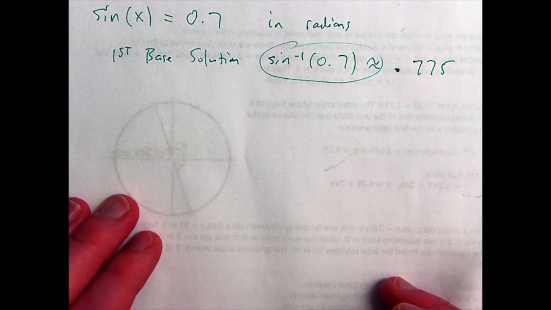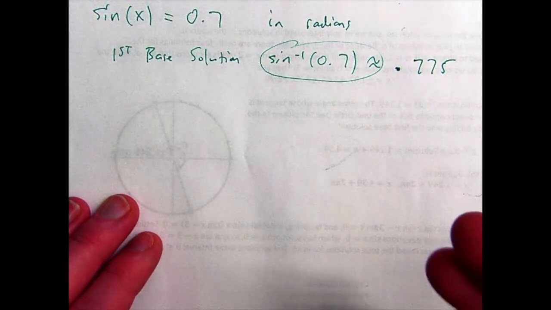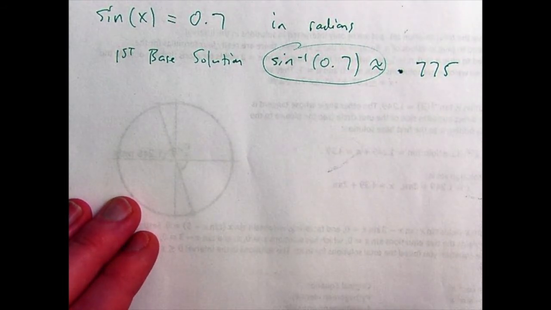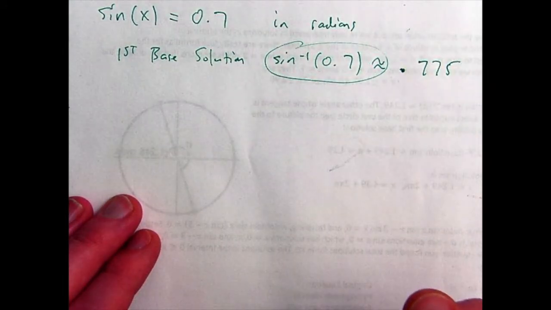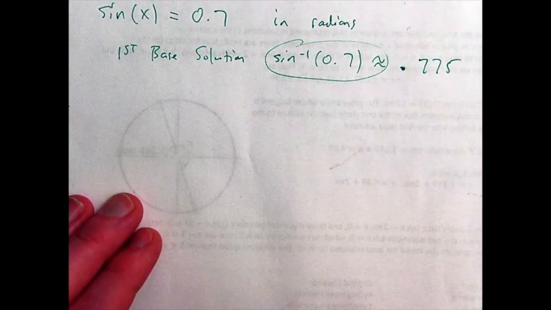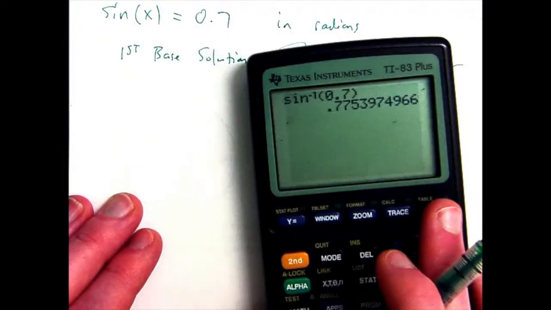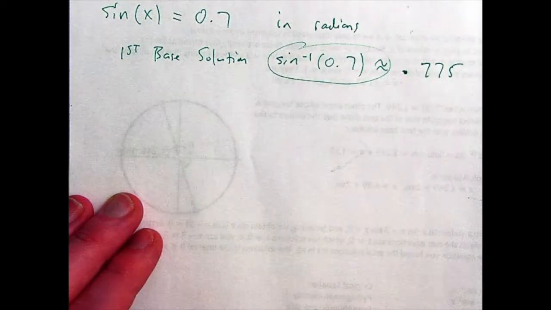Cool. But as you know, we usually have 2 base solutions, right? And in fact, that's true here. We actually need 2 base solutions to generate all of the solutions to this equation. How do we get the other base solution? Your calculator can only give you the first one. To find the other one, you have to use your brain.